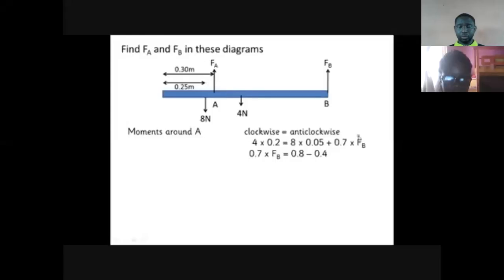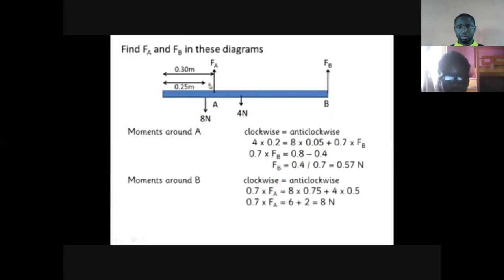Meters away, FD is 0.7 meters away. Okay, if you do all that, you end up with, multiply that out, get 0.4. Take it on the side, you end up with 0.4 over 0.7, 0.57 times FD. If you're quick here, you can just work out, you've got to take that away from 12. If you want to do it properly, do the same thing around B.